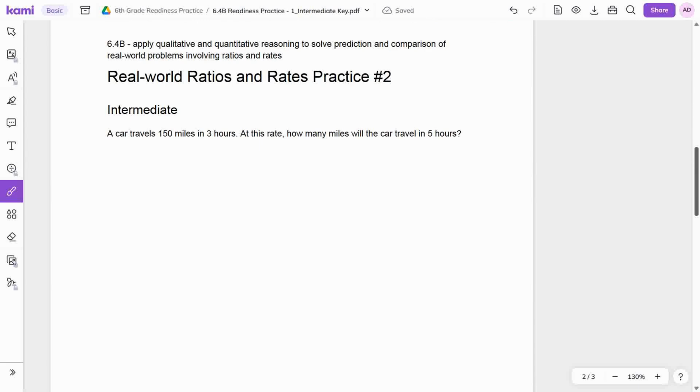For our second problem, we've got a car traveling 150 miles in 3 hours. And a lot of times when we look at the speedometer in our cars, we will actually get a rate. What we'll get is 150 miles in 3 hours, but what we'll do is we'll actually see it in mph. And that's miles per hour. So that's giving us that unit rate.